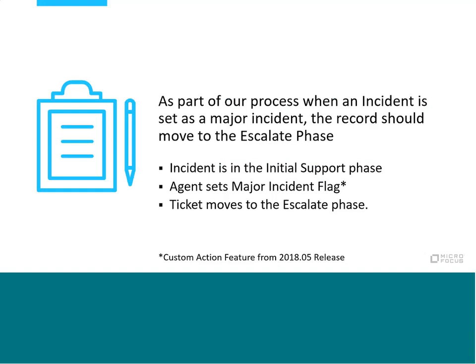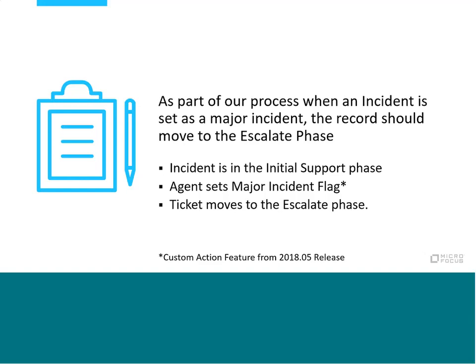So, in this example, the incident's in the initial support, and the agent sets the major incident flag, and it automatically moves the ticket to the escalate phase. In this example, we're actually going to use one of the new features that's in the May release, which is in relation to custom actions. Custom actions historically have only ever been able to launch URLs. With the May release, we've now got the ability to run business rules off those. So let's run the video and walk you through it.